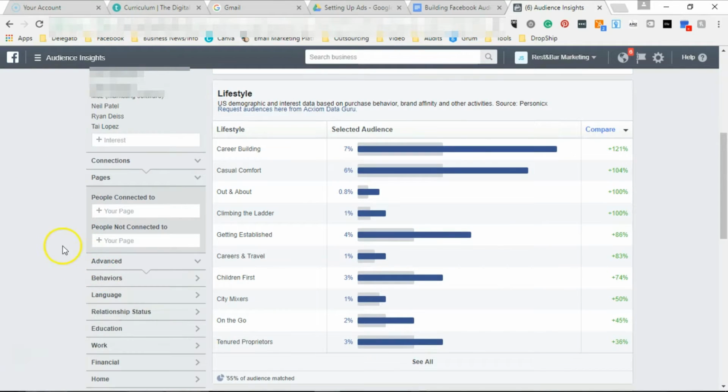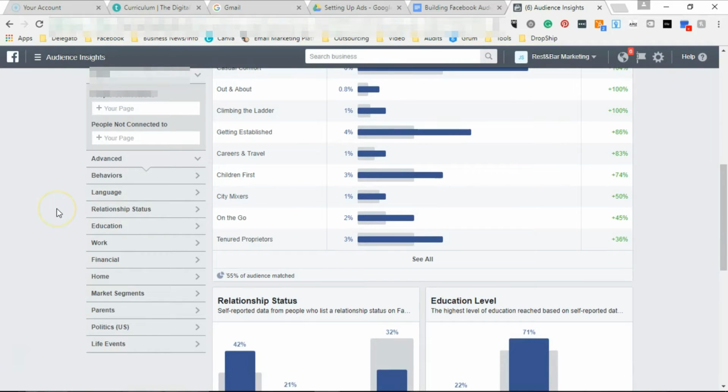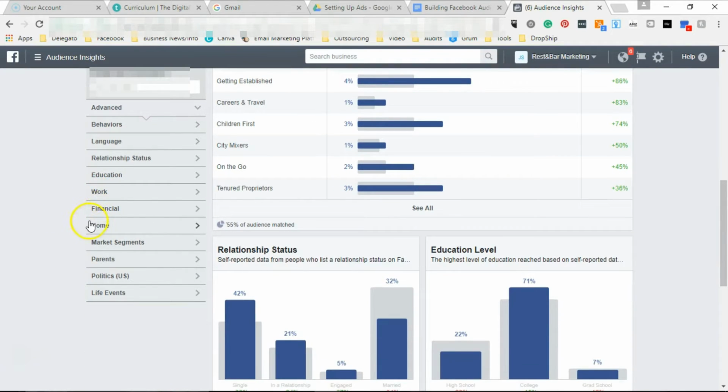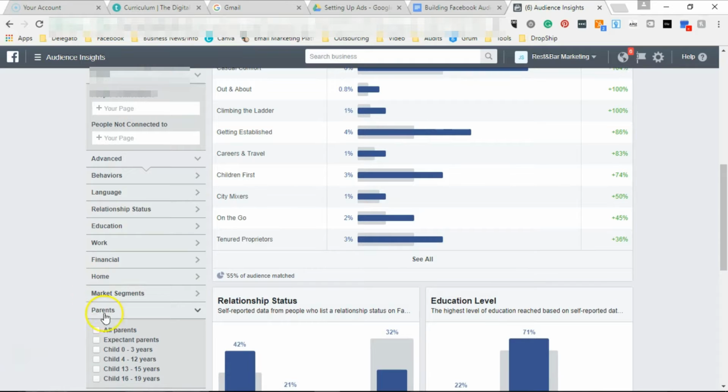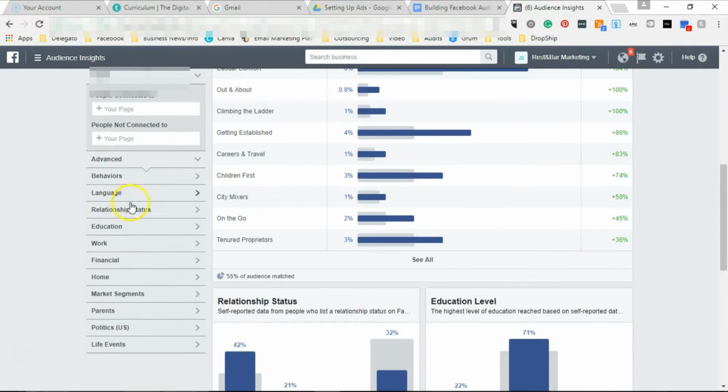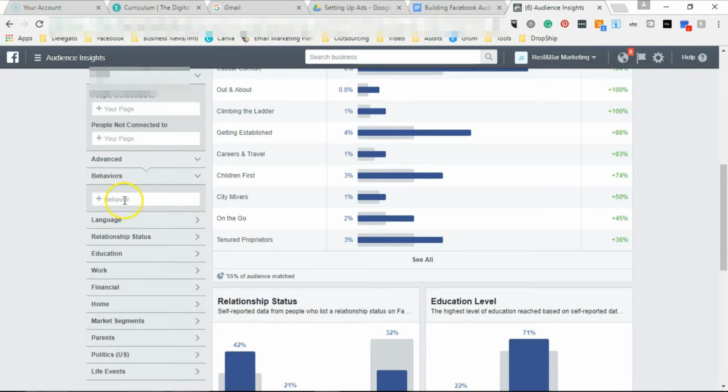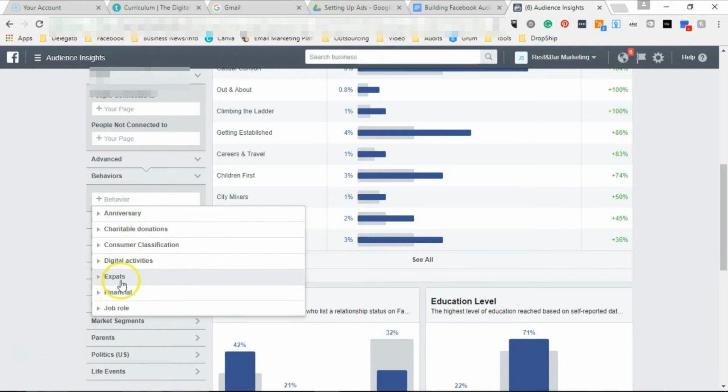Alright, so that's the interest right there. And then from there you're going to want to go into the advanced features. You can do stuff like where they work, what their home is like, market segments, if they have children. So if they're parents, that's something you could target. I just like to stick to these right here to get an idea. I might go into something like behaviors. So let me see what behaviors we could get.